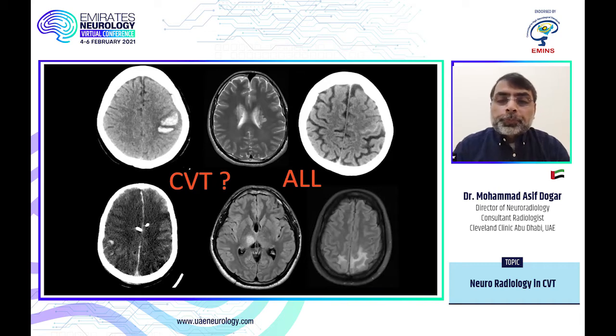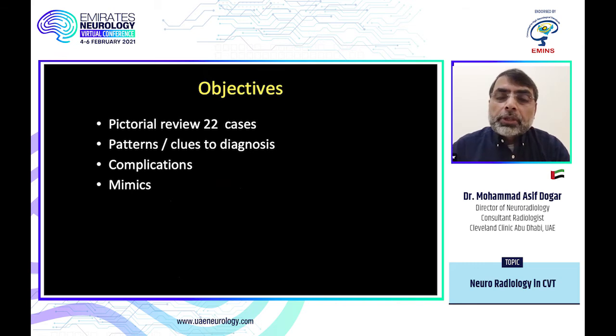So that's why I'm presenting on this topic, to give you some hints and clues so you can diagnose venous sinus thrombosis when they have so many different appearances. So this will be basically a pictorial review. We are going to take a look at 22 cases and come up with some patterns or clues to the diagnosis, complications of chronic central venous thrombosis, and a couple of mimics of CVT.